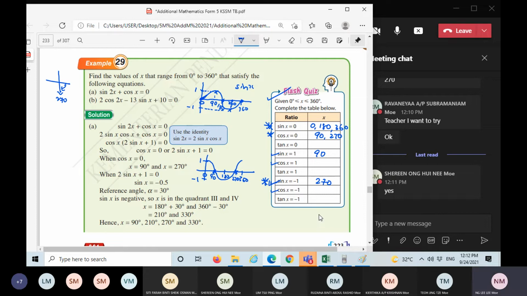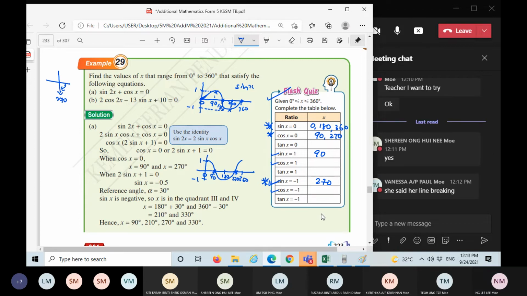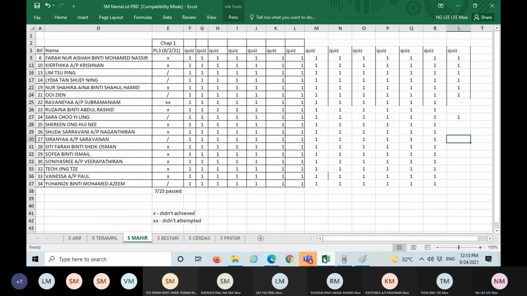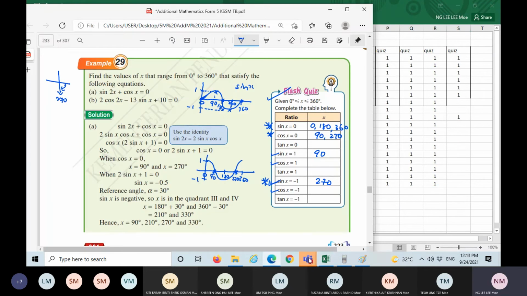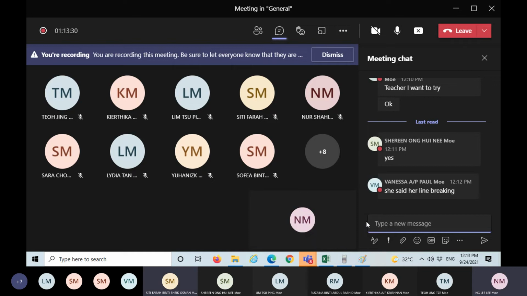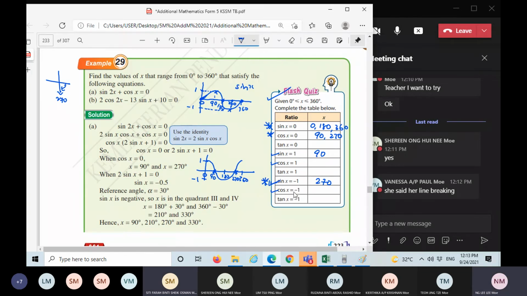Sirania here? Alamak. Okay, Siti Farah. See who first lah. Yes, Che. Right? You do cos x equal -1.